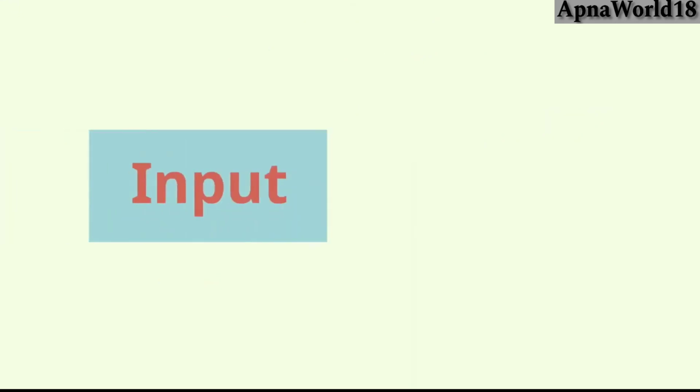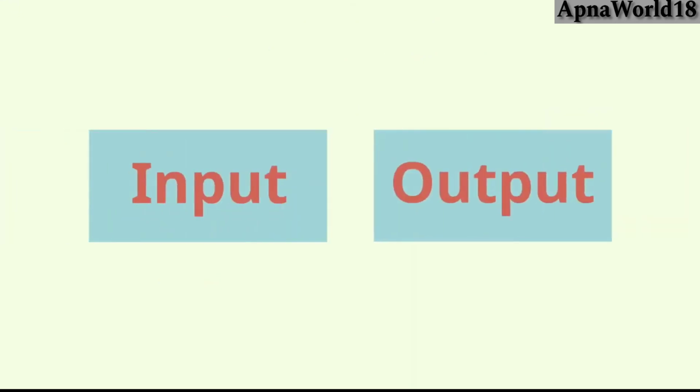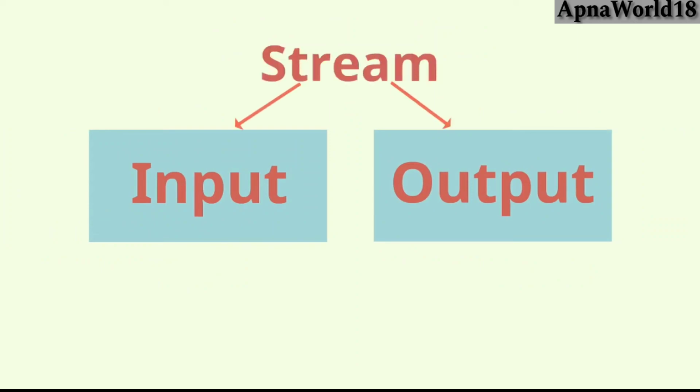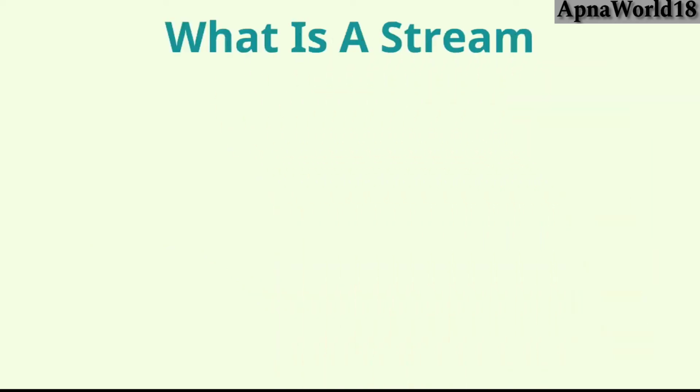Java has multiple ways to input and output data. It uses the concept of a stream for input and output. The java.io package contains all the classes required for input and output operations. Let's understand what a stream is.